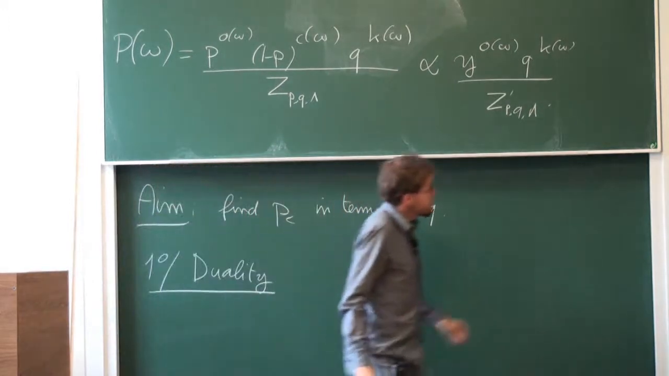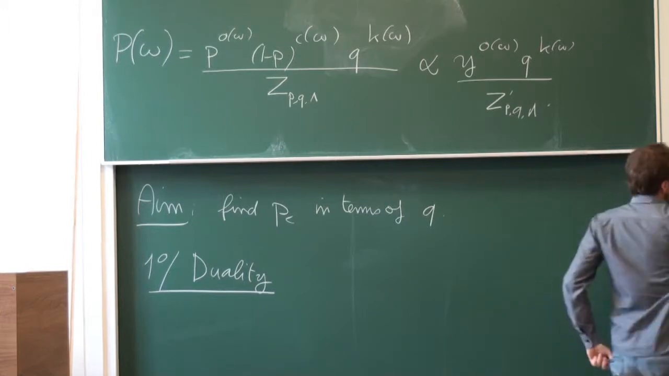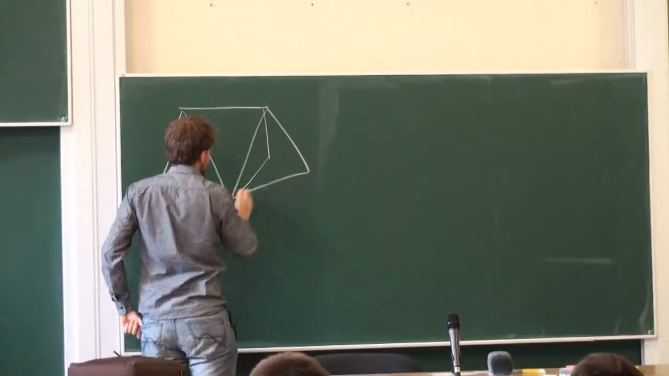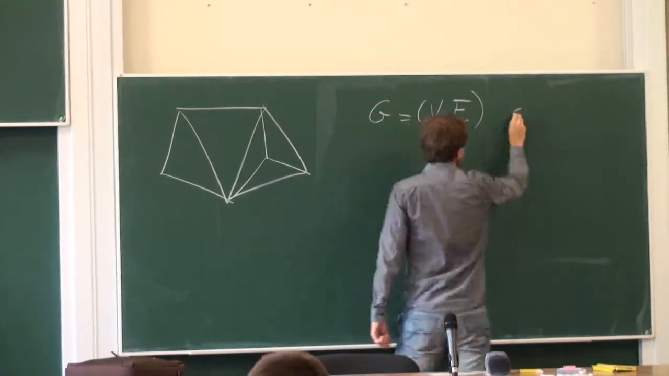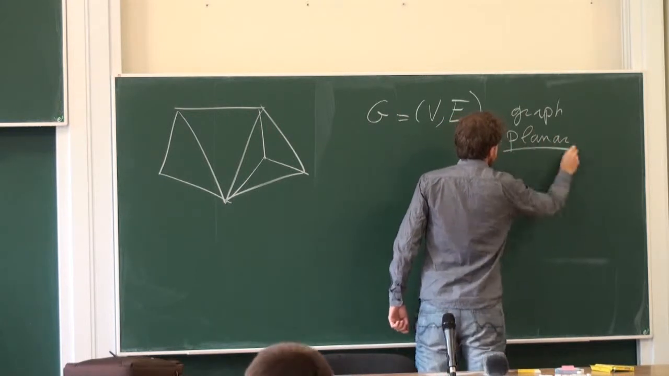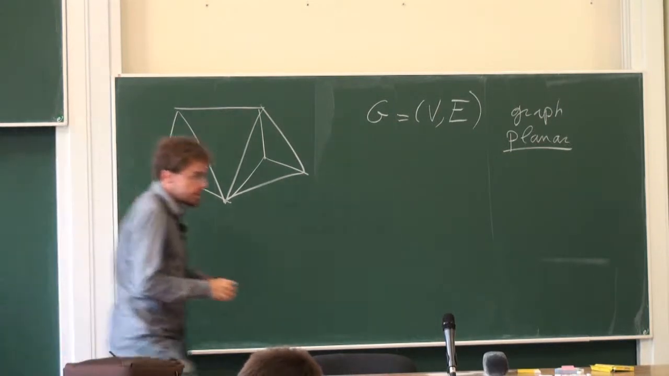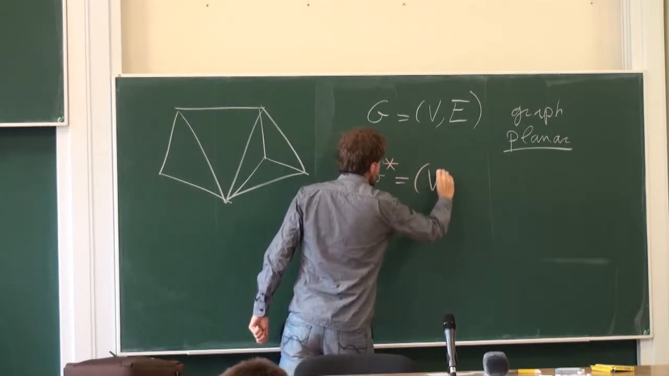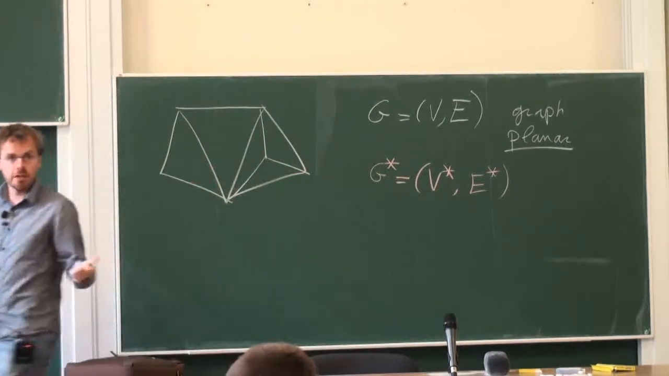So what is duality? First of all, it's a notion of graph theory. If you have a planar graph G, it has a certain number of vertices and a certain number of bonds. It's drawn on the plane, and the dual graph G star, which I will draw in red here, is a graph as well. It has a certain family of vertices and a certain family of edges.